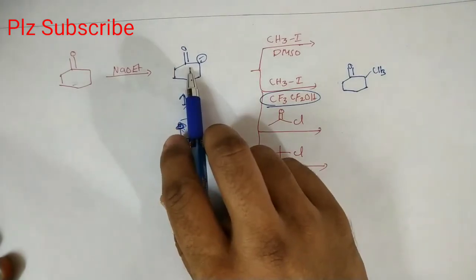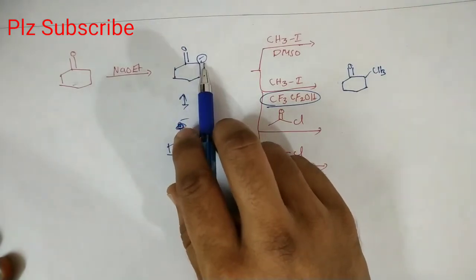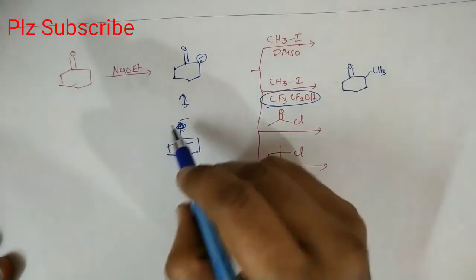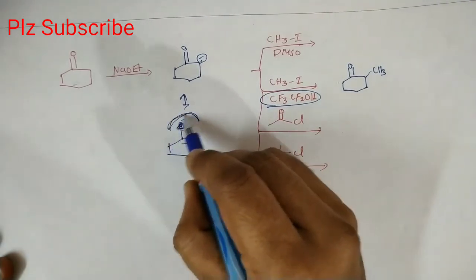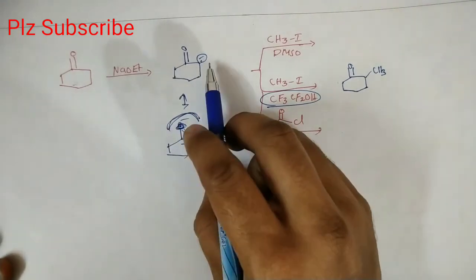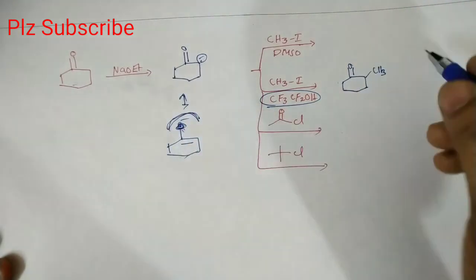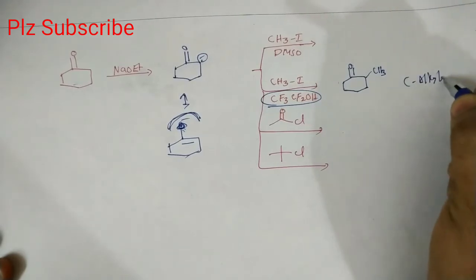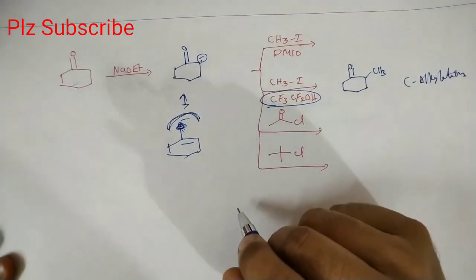that's why in this case this carbon is a stronger nucleophile than this oxygen. The oxygen is more solvated because it is smaller in size; it is more solvated by the polar solvent. That's why alkylation takes place on the carbon. That means it is a C alkylation reaction.